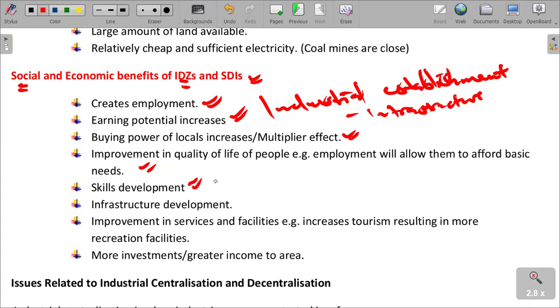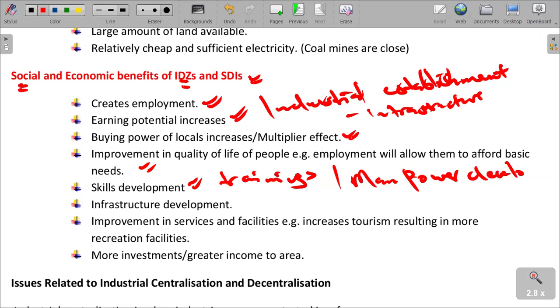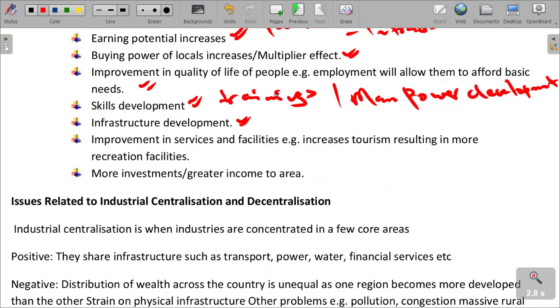Skills development, which is coming because of trainings which are coming in. We talk about manpower development; manpower development plans are also very important. Infrastructure development, improvement in services and facilities, e.g. tourism resulting in more recreation facilities, which resulted also in infrastructure expansion, and then more investment and greater income in the area.